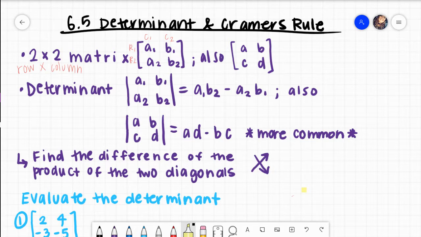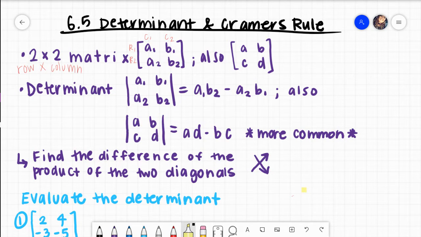So what we're doing here is we're finding the difference of the product of the two diagonals, right? Here's a diagonal, and here's a diagonal. I'm going to take their product, which is A times D, and then here's my second diagonal, so I'm going to take the product BC, CB. It really doesn't matter in which form you write your multiplication, only because multiplication is commutative, but you do have to do the AD first because I'm subtracting the product of BC. If you flipped these, you would get the incorrect answer, okay?